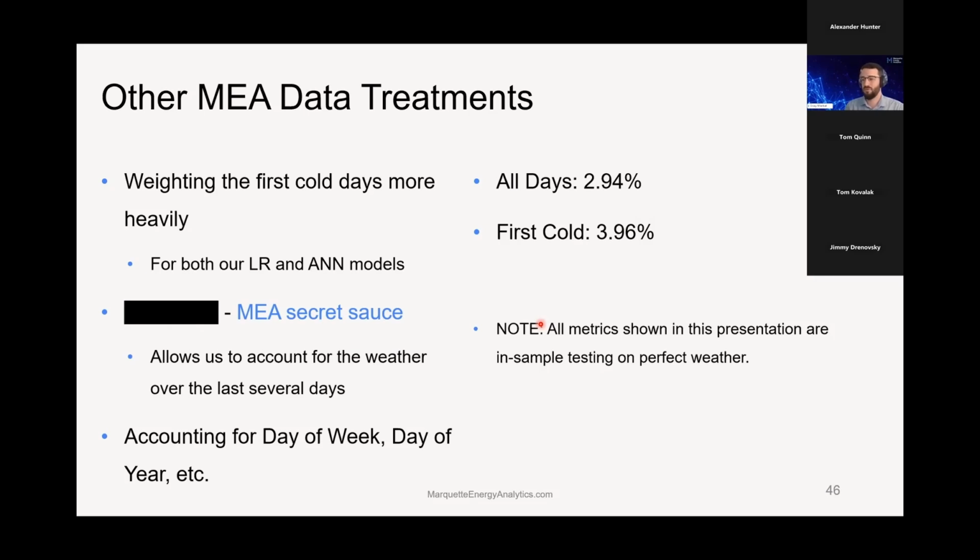I will note that all the metrics shown in this presentation about how well these models performed are on in-sample testing and on perfect weather, or, more accurately, observed weather. So this doesn't account for how the weather forecaster did, or other things like that that are going to bring our error up. Although, notably, these are just for our linear regression model, not for the linear regression and ANN and all the ensembling that we do as well.